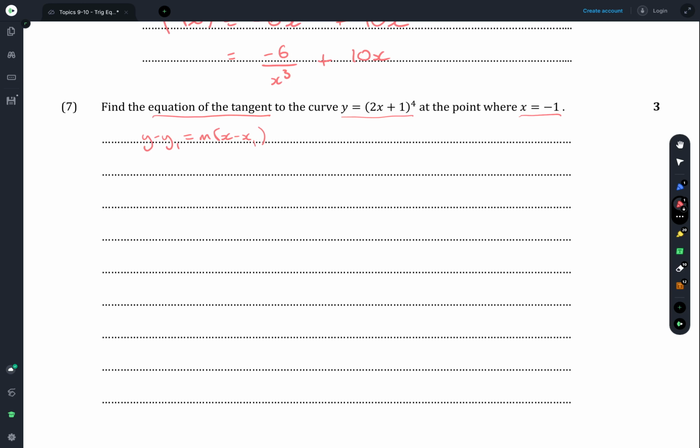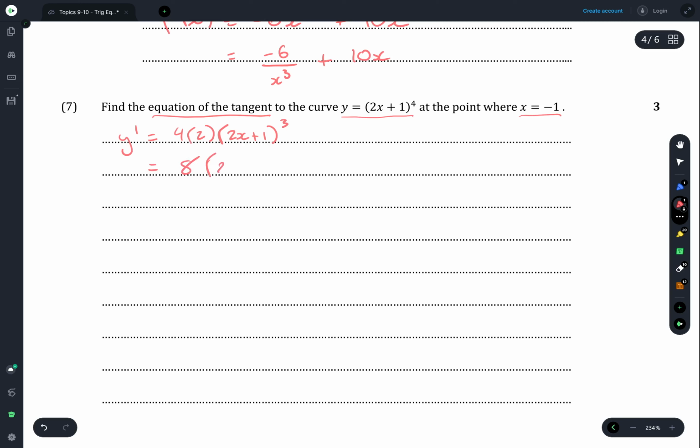And the way that we can find both of those, well, the gradient, we should know the gradient can be found by differentiation. And the y value can be found by just subbing x equals negative 1 into the original. So let's first of all start by doing the differentiation. So y dash will equal, we'll bring down the 4 using our chain rule. So bring down the 4, we differentiate what's inside, which is just 2, and bring that out. Then we leave the bracket as the same and decrease the power by 1. And this can be written as 8(2x plus 1) cubed.